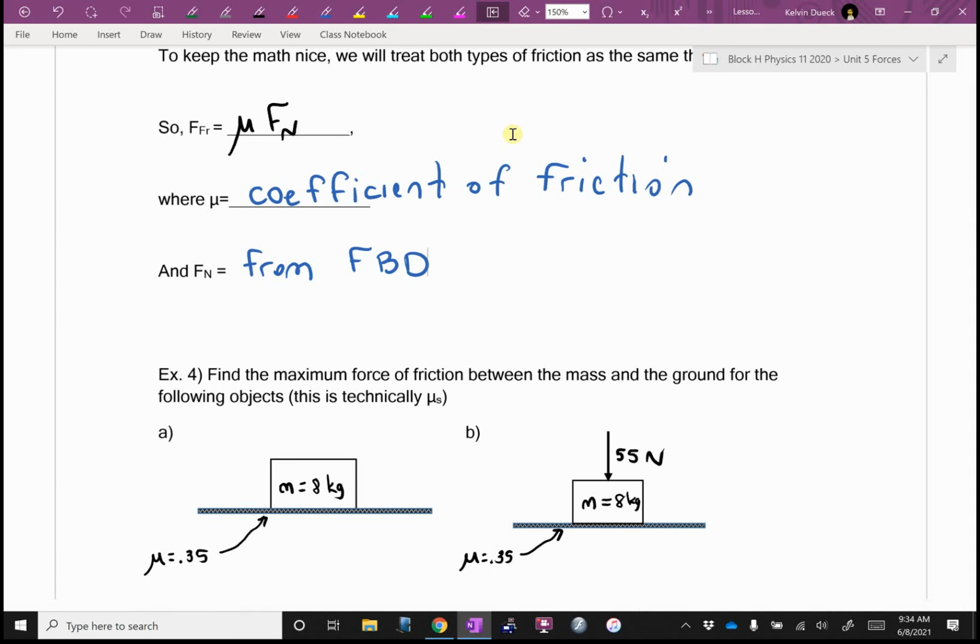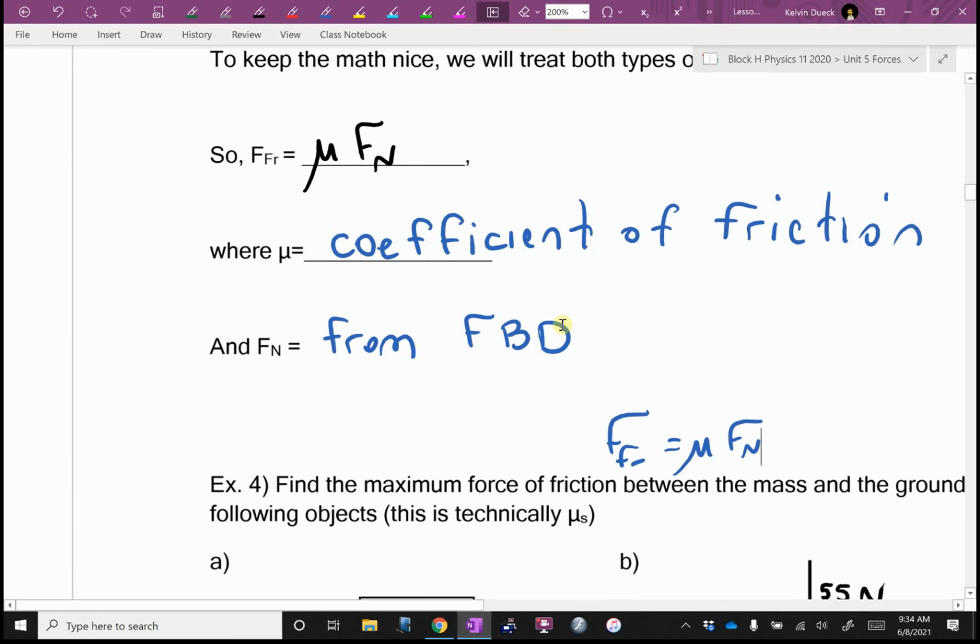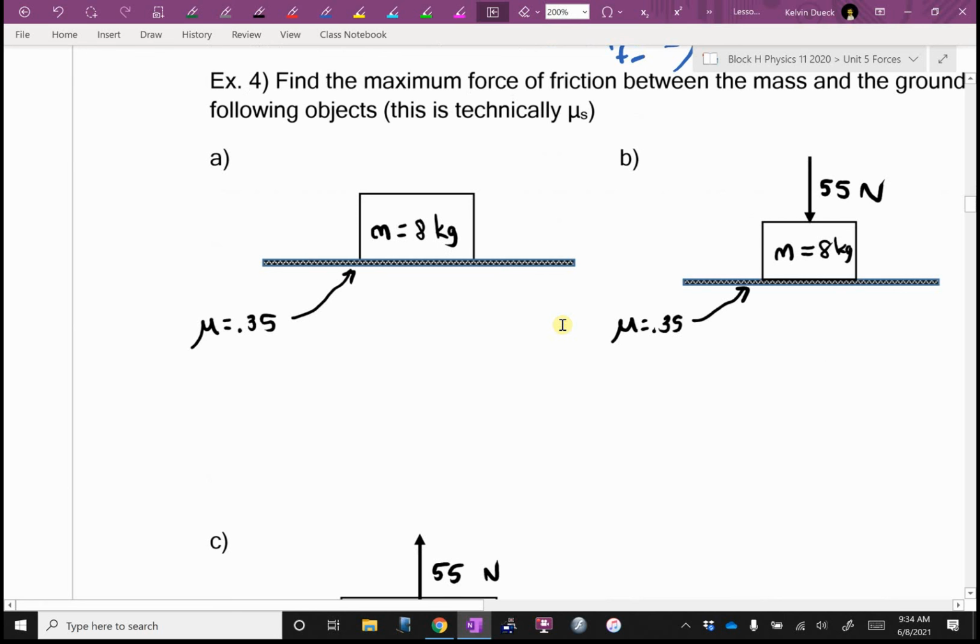So in example 4, I'm not going to do a full free body diagram. It just wants me to find the force of friction. For example 4, I'm going to use friction equals mu times the normal force. If you want to be fussy, we're technically going to find static friction, but that's okay. So let's look at example A. We'll do a free body diagram a little bit. What are the forces acting on this? Get the obvious one. What else?